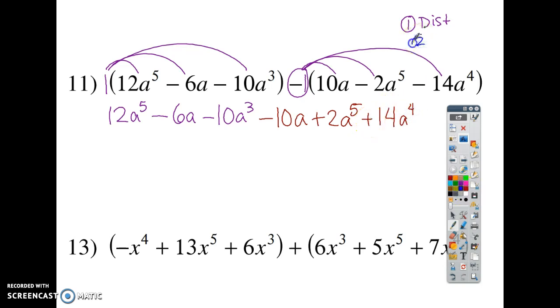Step 2 is combine like terms. So the things that look alike, and they have to have the same exponent, and we're putting them in order from smallest to least. So I have a 5, a 4, a 3, a 1, and another 5. So I'm going to start with the 5 first. This one goes with this one, and we are adding them. The sign says to add. So 12 plus 2 is 14a to the 5th power.